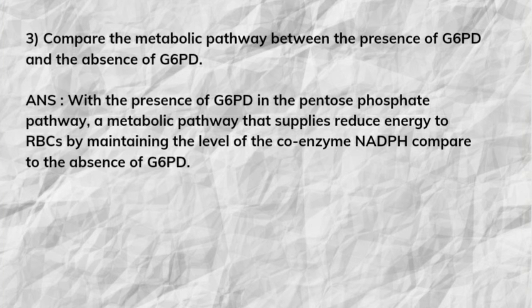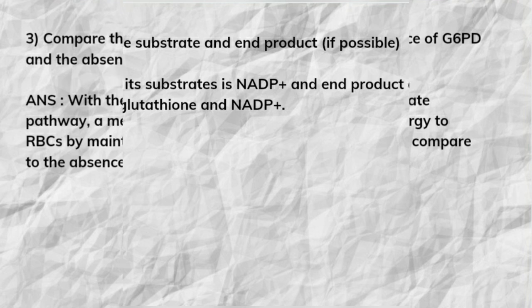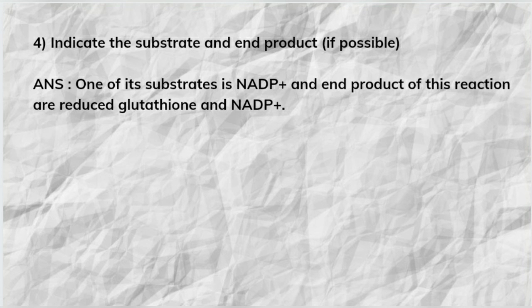Third, compare the metabolic pathway between the presence of G6PD and the absence of G6PD. My answer: with the presence of G6PD in the pentose phosphate pathway, a metabolic pathway that supplies reduced energy to red blood cells by maintaining the level of the coenzyme NADPH, compared to the absence of G6PD. Fourth, indicate the substrate and end product if possible. My answer: one of its substrates is NADP+, and the end products of this reaction are reduced glutathione and NADP+.